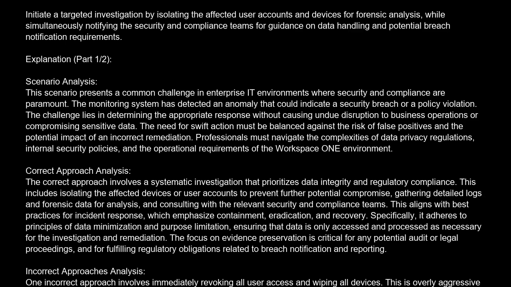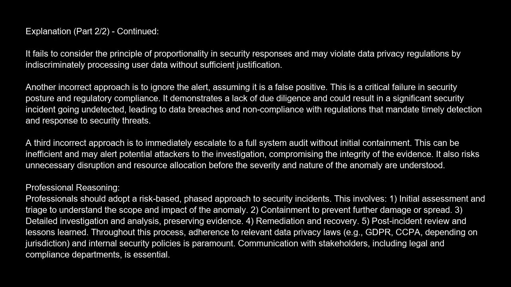Incorrect approaches analysis. One incorrect approach involves immediately revoking all user access and wiping all devices. This is overly aggressive and could lead to significant business disruption and data loss for legitimate users. It fails to consider the principle of proportionality in security responses and may violate data privacy regulations by indiscriminately processing user data without sufficient justification.